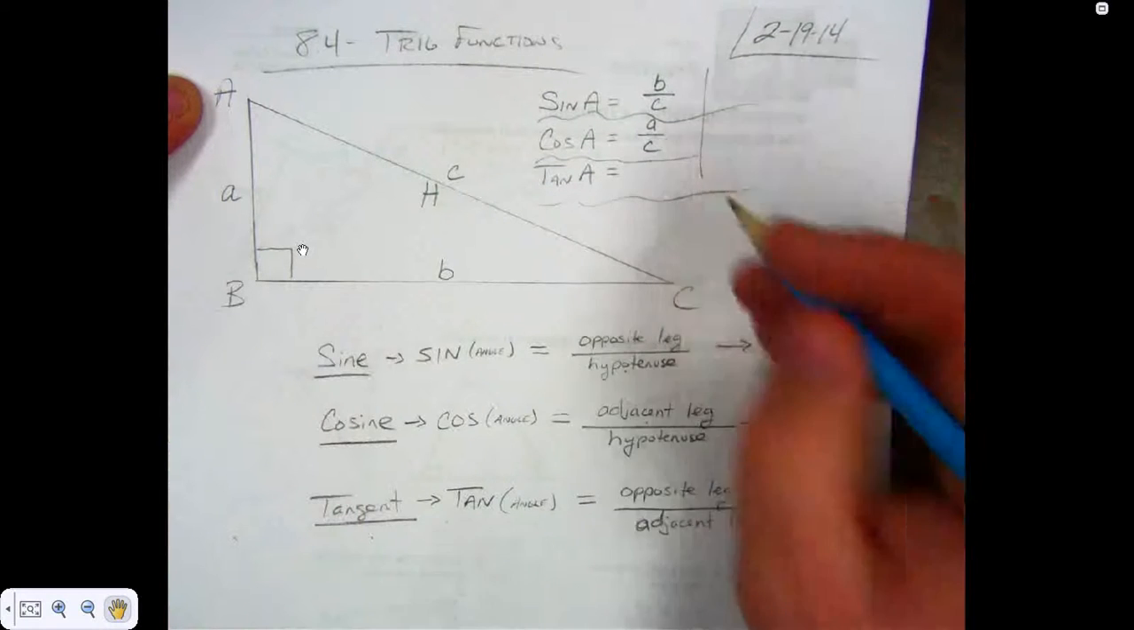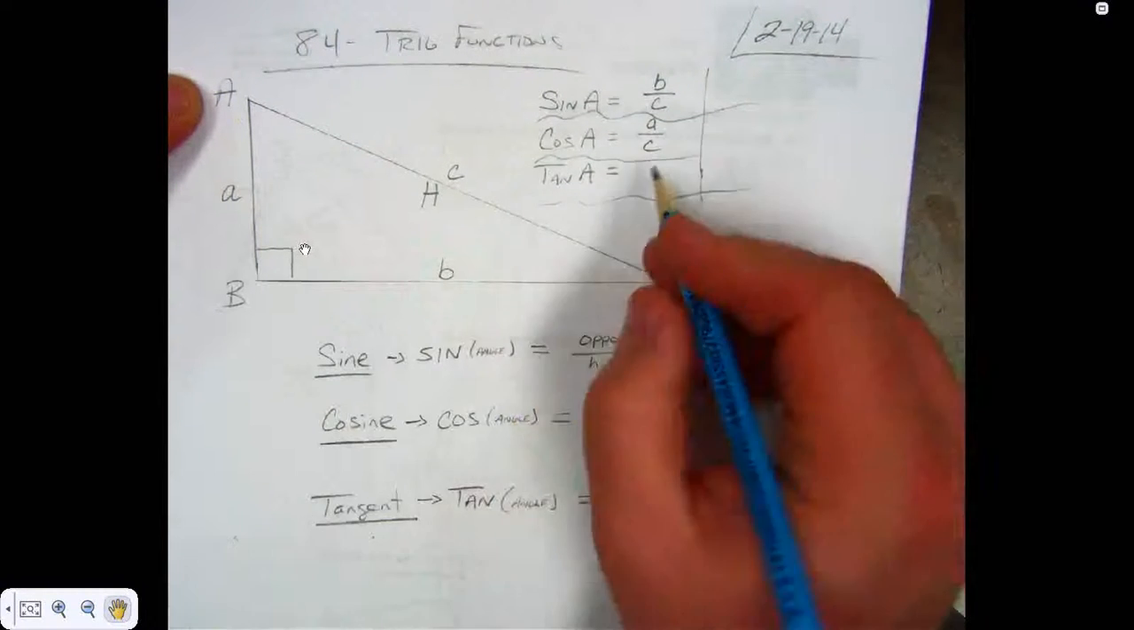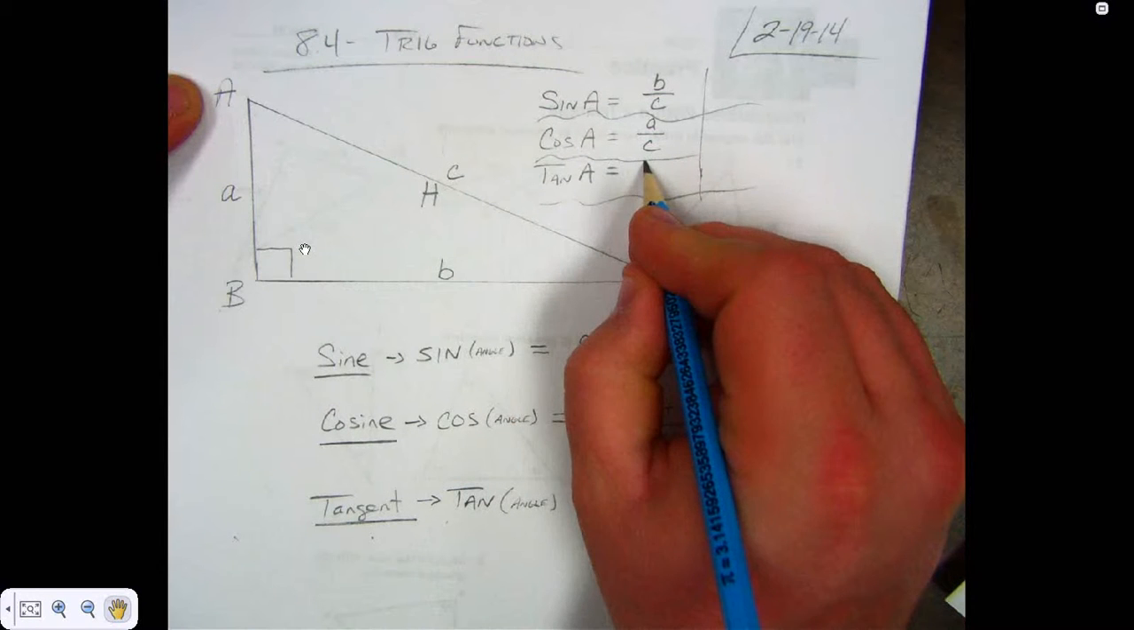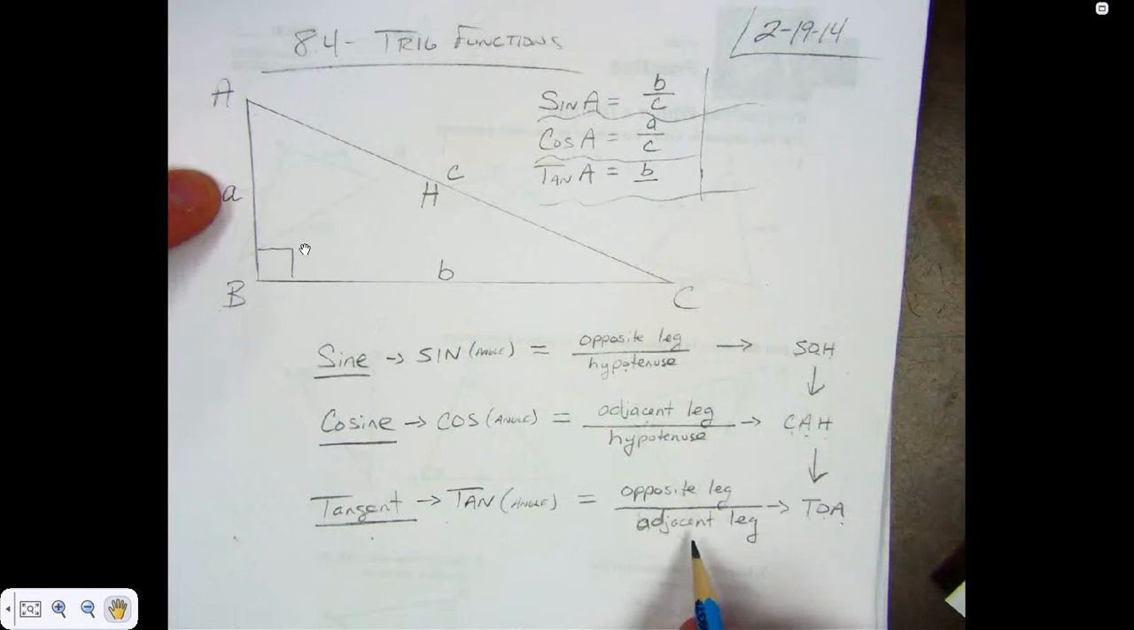To find the tangent of A. What is the opposite leg? B over, what is the adjacent leg?